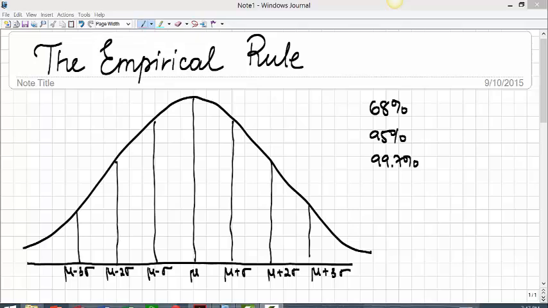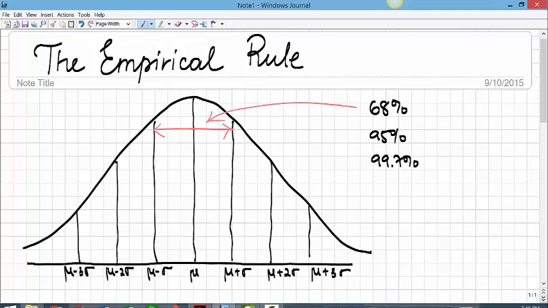Hello everybody, in this video I will discuss the empirical rule and how to use it to solve application problems. Okay, so what does the empirical rule tell us? It says that if we have a distribution that's approximately symmetric or bell-shaped and looks something like this, then we can say certain things. For example, 68% of the data lives within one standard deviation of the mean.